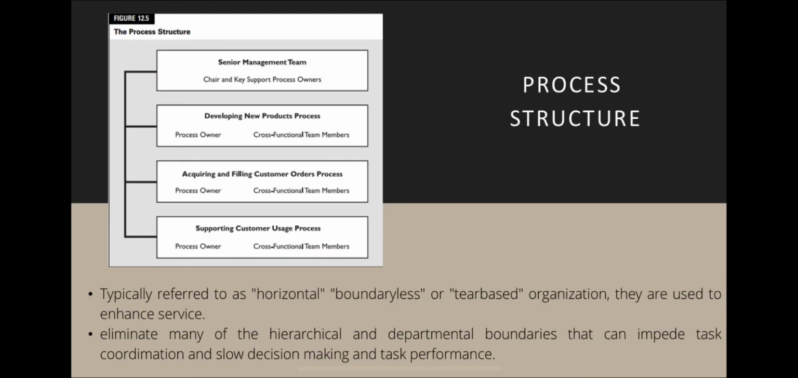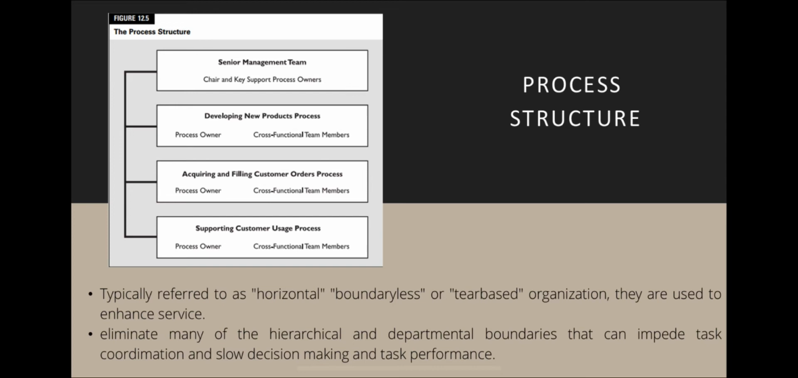Process structure, typically referred to as horizontal, boundaryless, or tier-based organization. They are used to enhance customer service and eliminate many of the hierarchical and departmental boundaries that can impact task coordination and slow decision making and task performance. Like a senior management team, developing new products process, acquiring and filling customer order process, and the last supporting customer usage process.